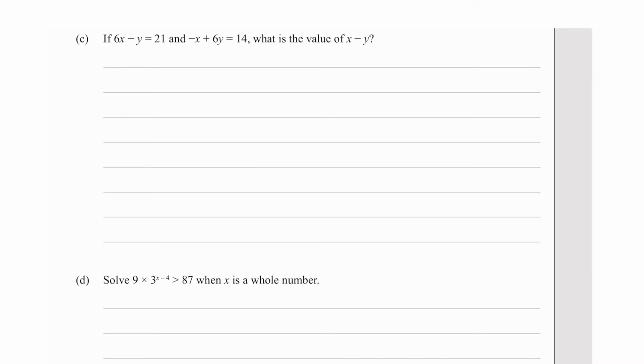All right, let's take a look at part C. If 6x minus y is equal to 21 and negative x plus 6y is equal to 14, what is the value of x minus y?